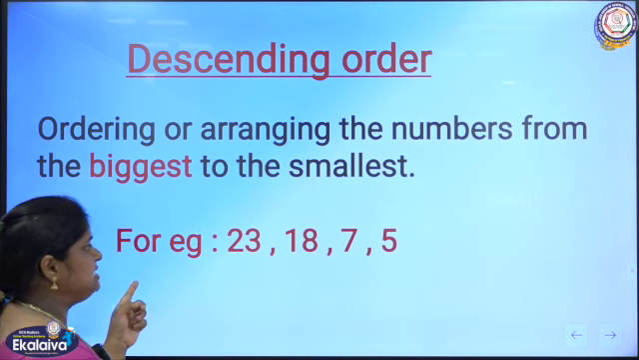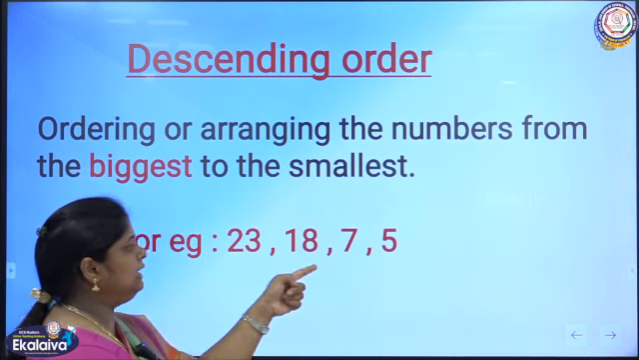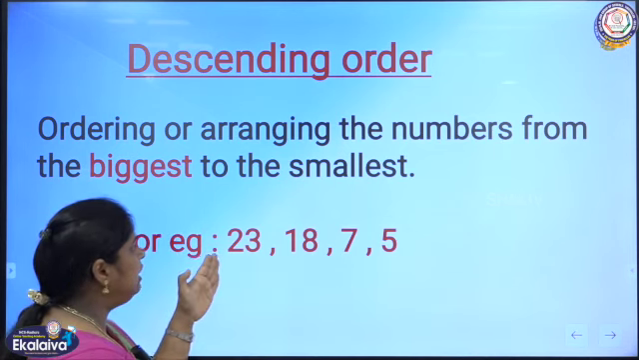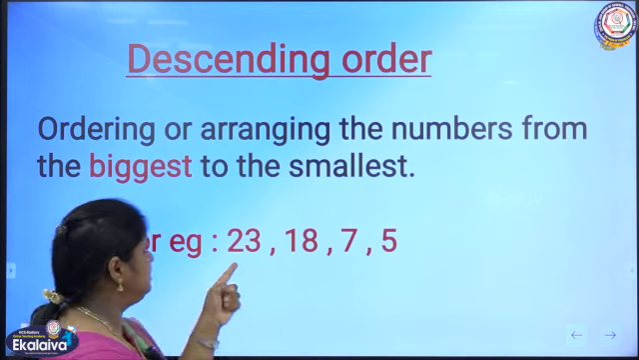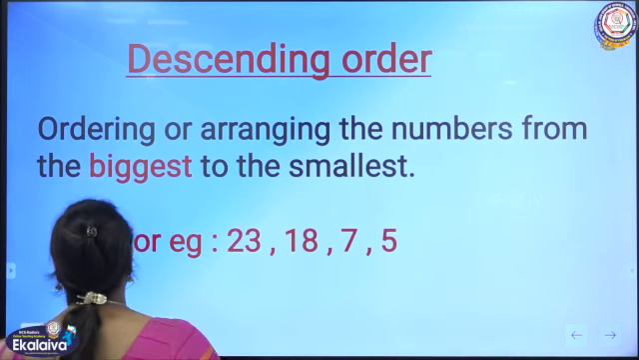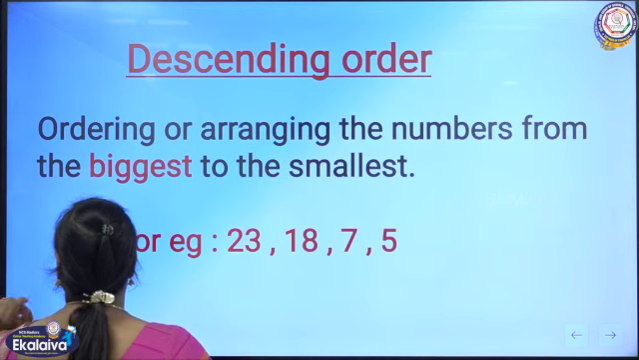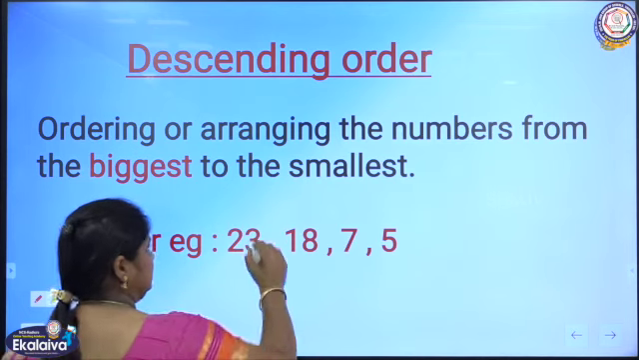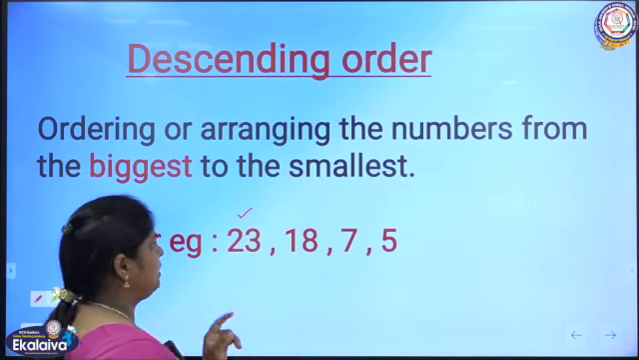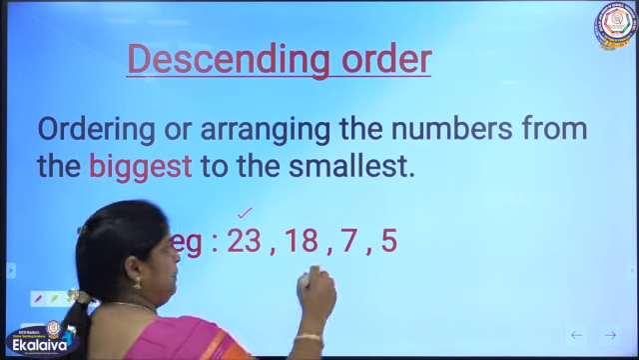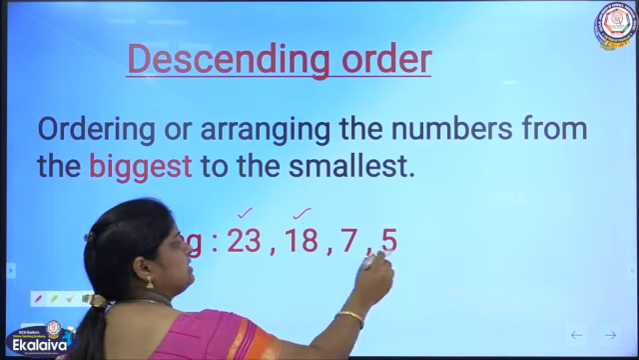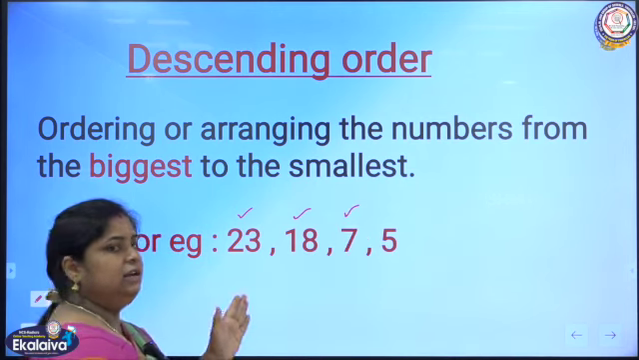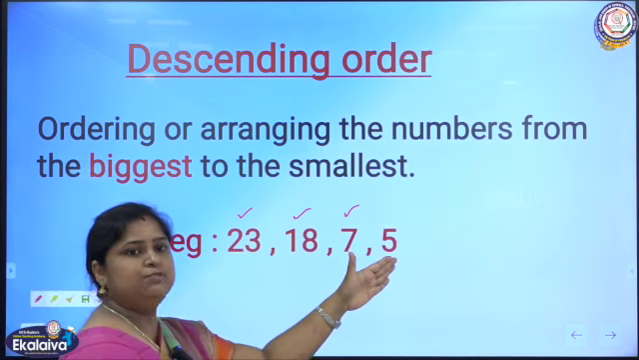Okay, see here this example 23, 18, 7, 5. See all these numbers, how it is arranged from the bigger number to the smaller number, isn't it? See 23 is greater than 18. Yes. Is 18 greater than 7? Yes, it is greater. Is 7 greater than 5? Yes. So, all the numbers are arranged from the greatest, biggest to the smallest.